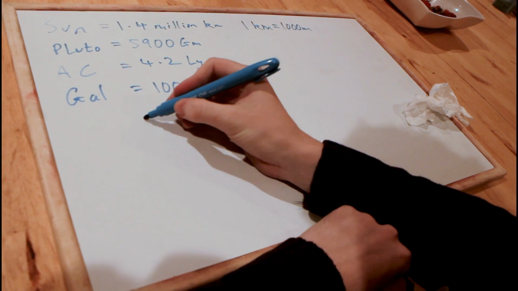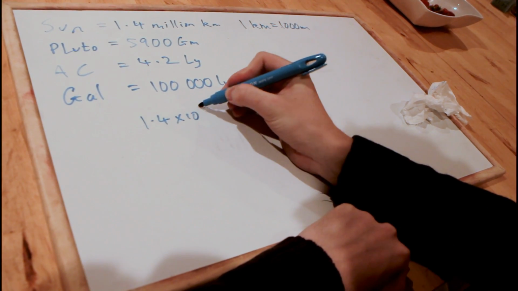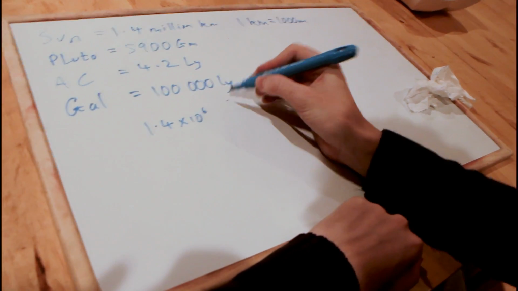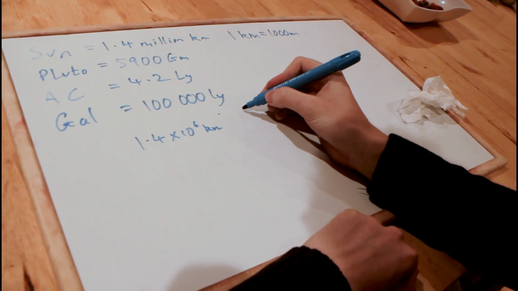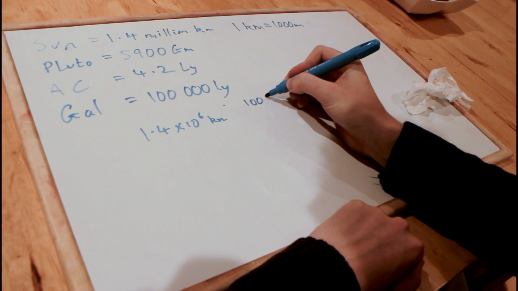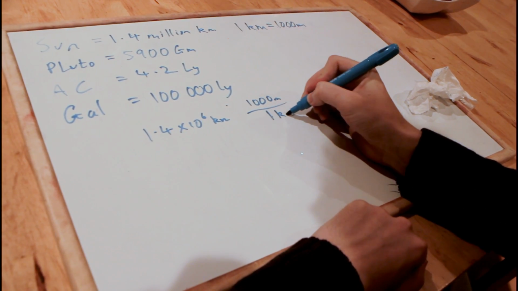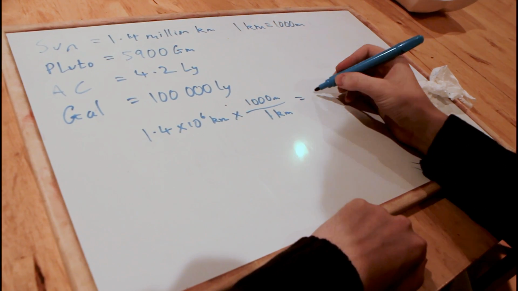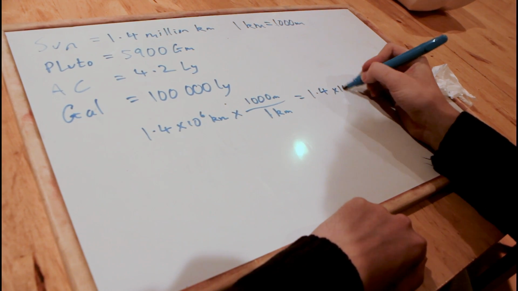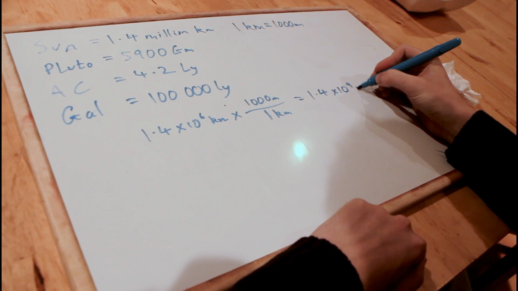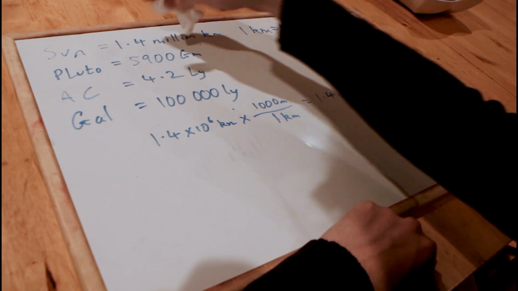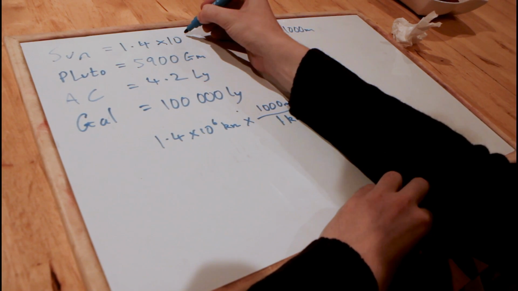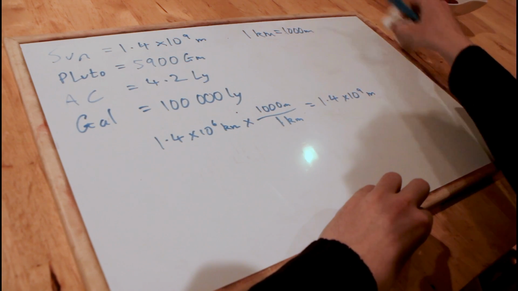We're instead going to write 1.4 times 10 to the power of 6, and that's in kilometers, and we want to change that into meters, so we know there are 1,000 meters for every 1 kilometer. And so we're just going to multiply these together, and we're going to end up with 1.4 times 10 to the power of 9 meters. So we're going to turn this into that. 1.4 times 10 to the power of 9 meters.